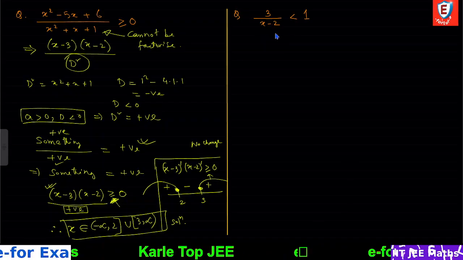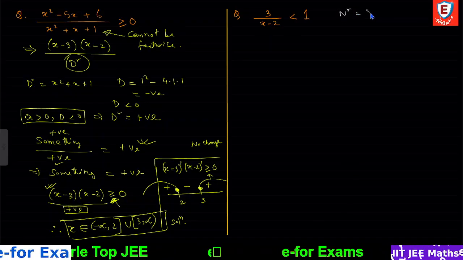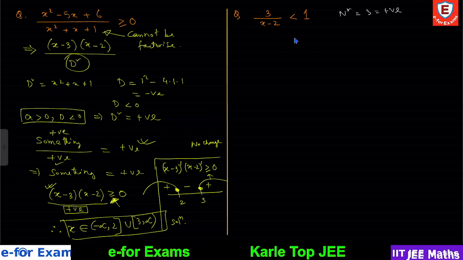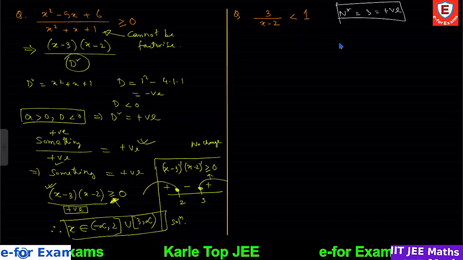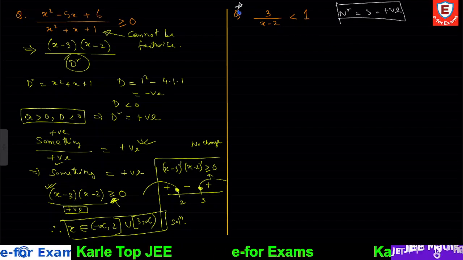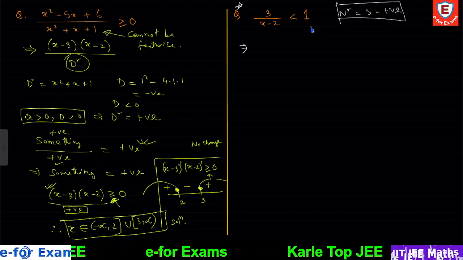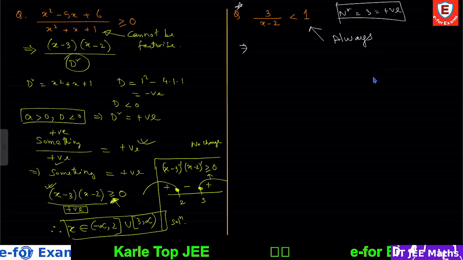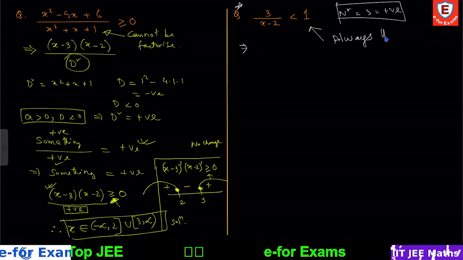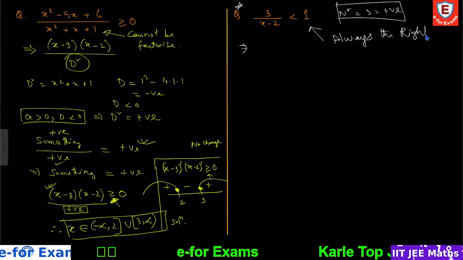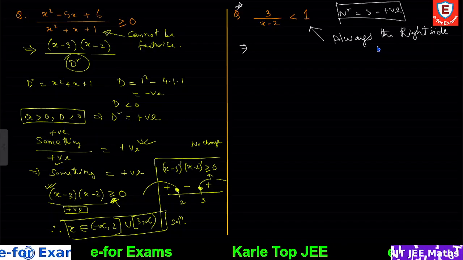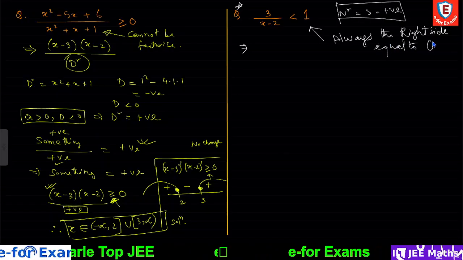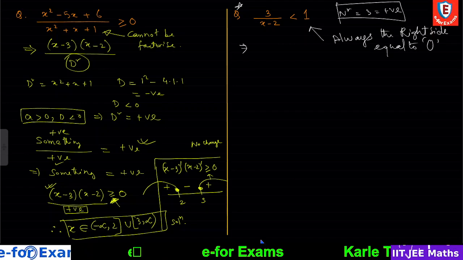Now look at this question. Numerator is 3, equal to a positive number. Denominator, okay, wait, here this is a star mark. See, in solving inequalities questions, always make the right side equal to 0. Make this one equal to 0.